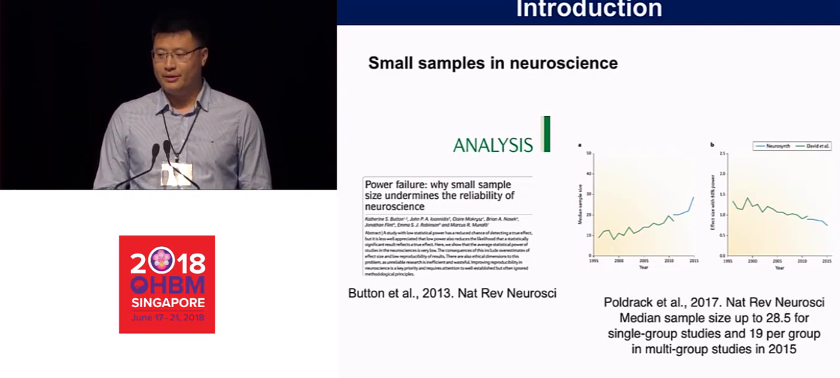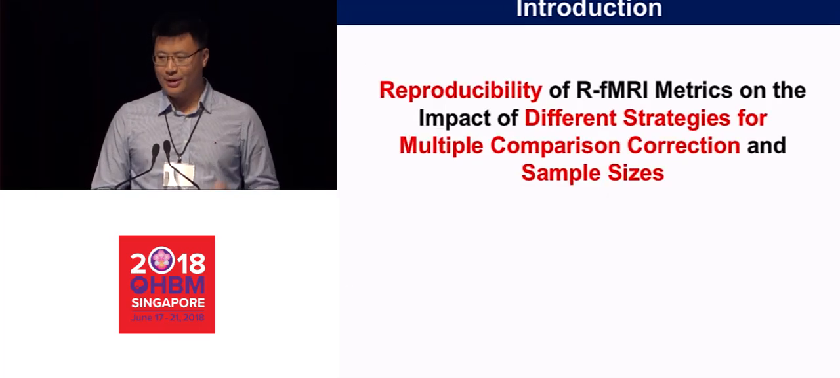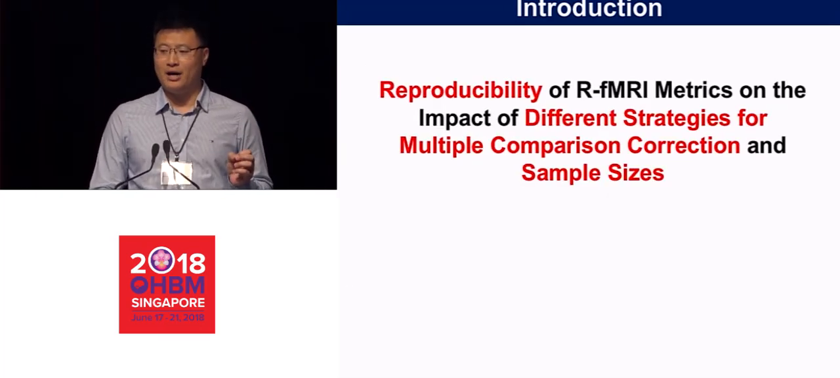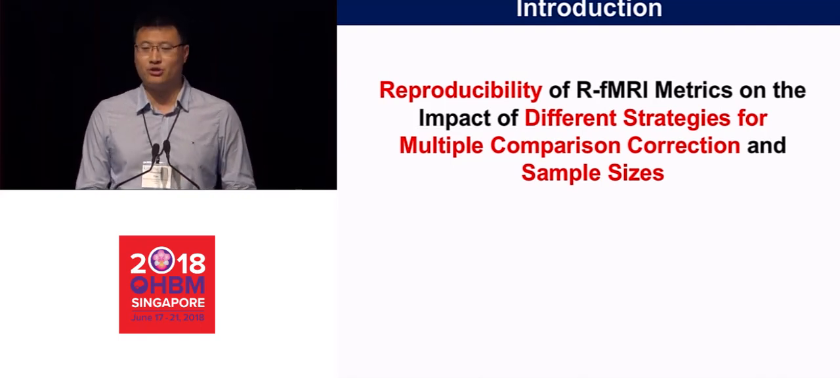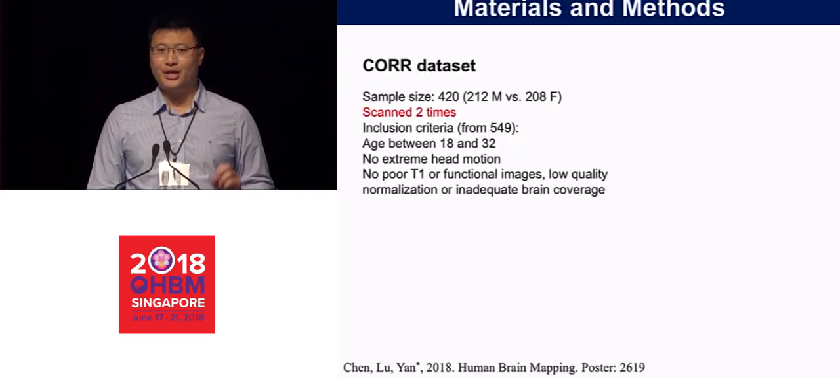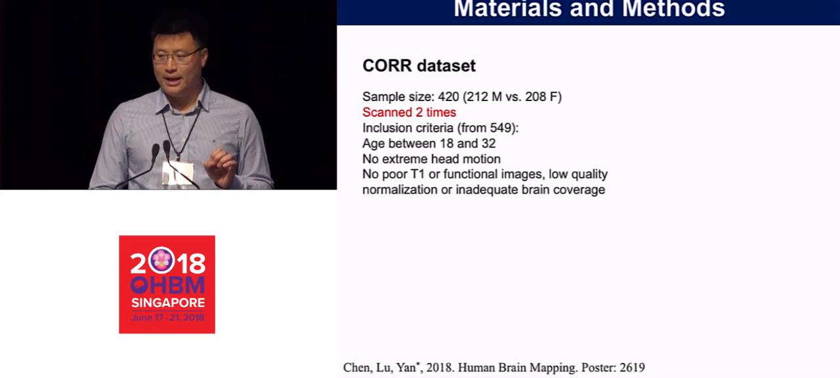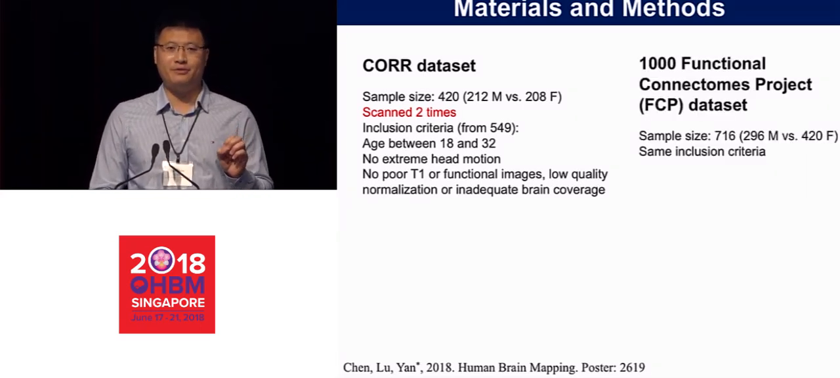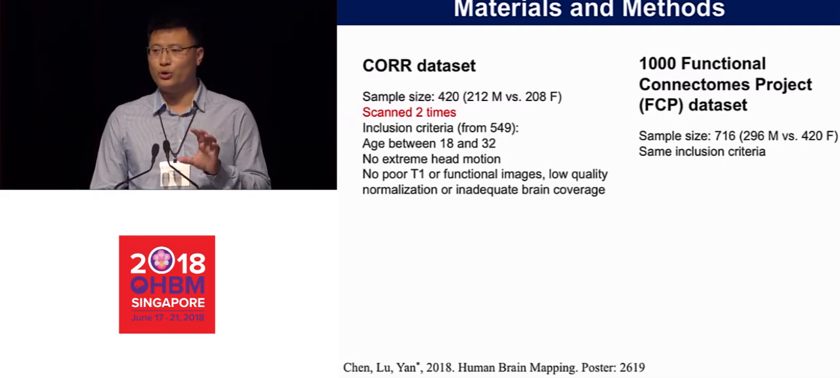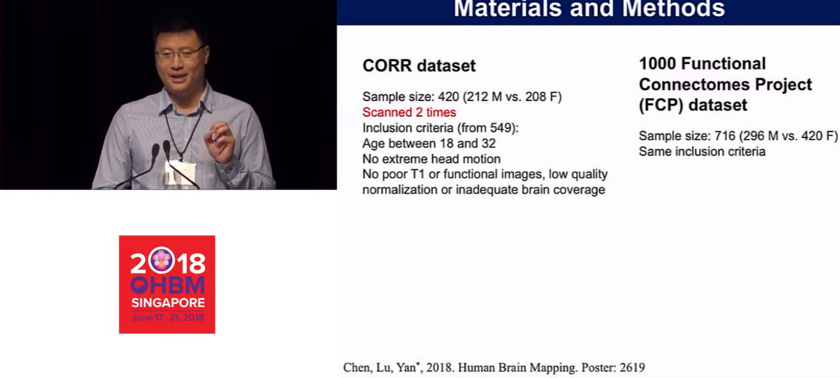So generally, in this study we are talking about reproducibility of resting-state metrics and the impact of different strategies for multiple comparison correction and sample sizes. We used the CORR data set, led by Dr. Xinian Zuo, in which subjects were scanned several times. So if we have sex differences, we can test the first-time difference, and whether it replicates in the second time. We can also test whether these differences can be replicated in a totally different data set, for example, the FCP data set.